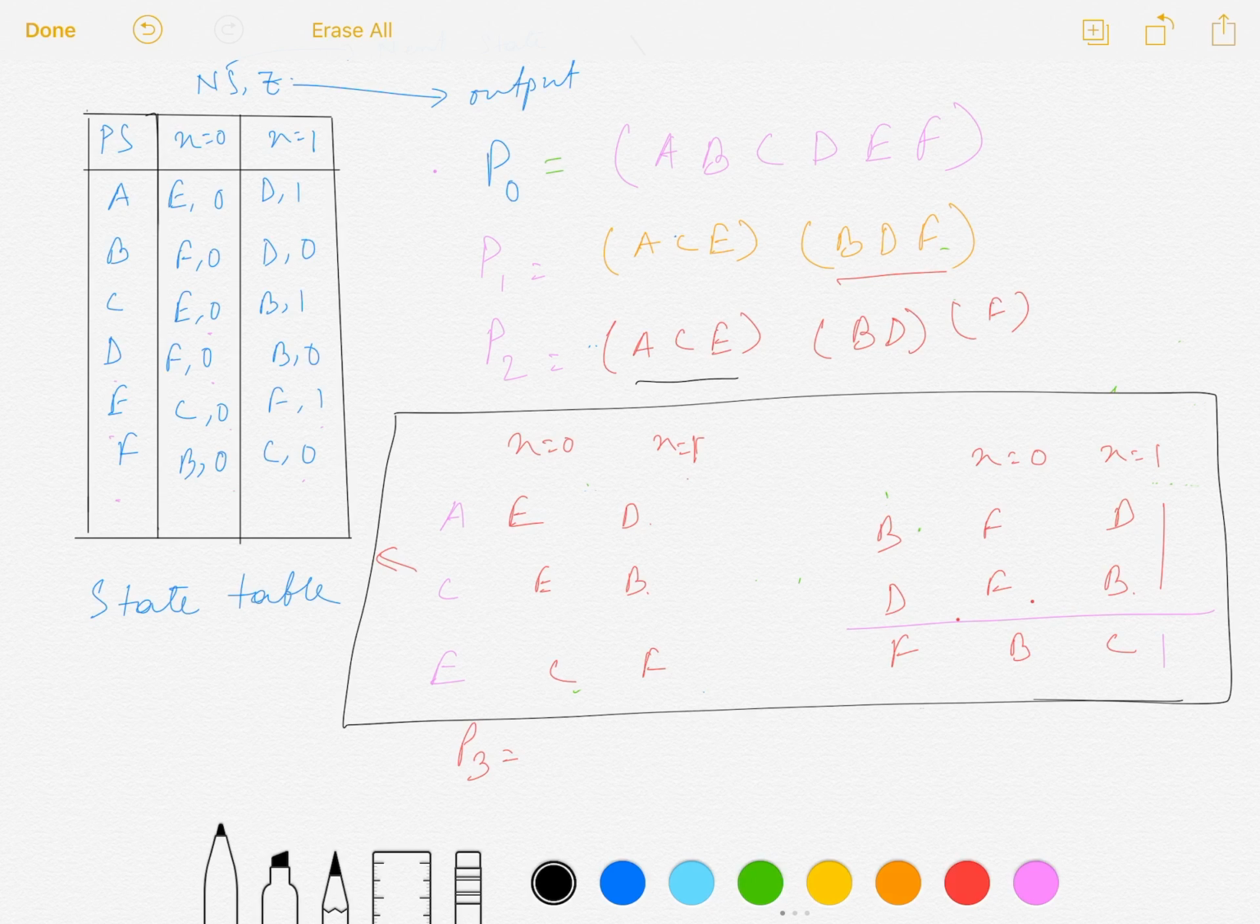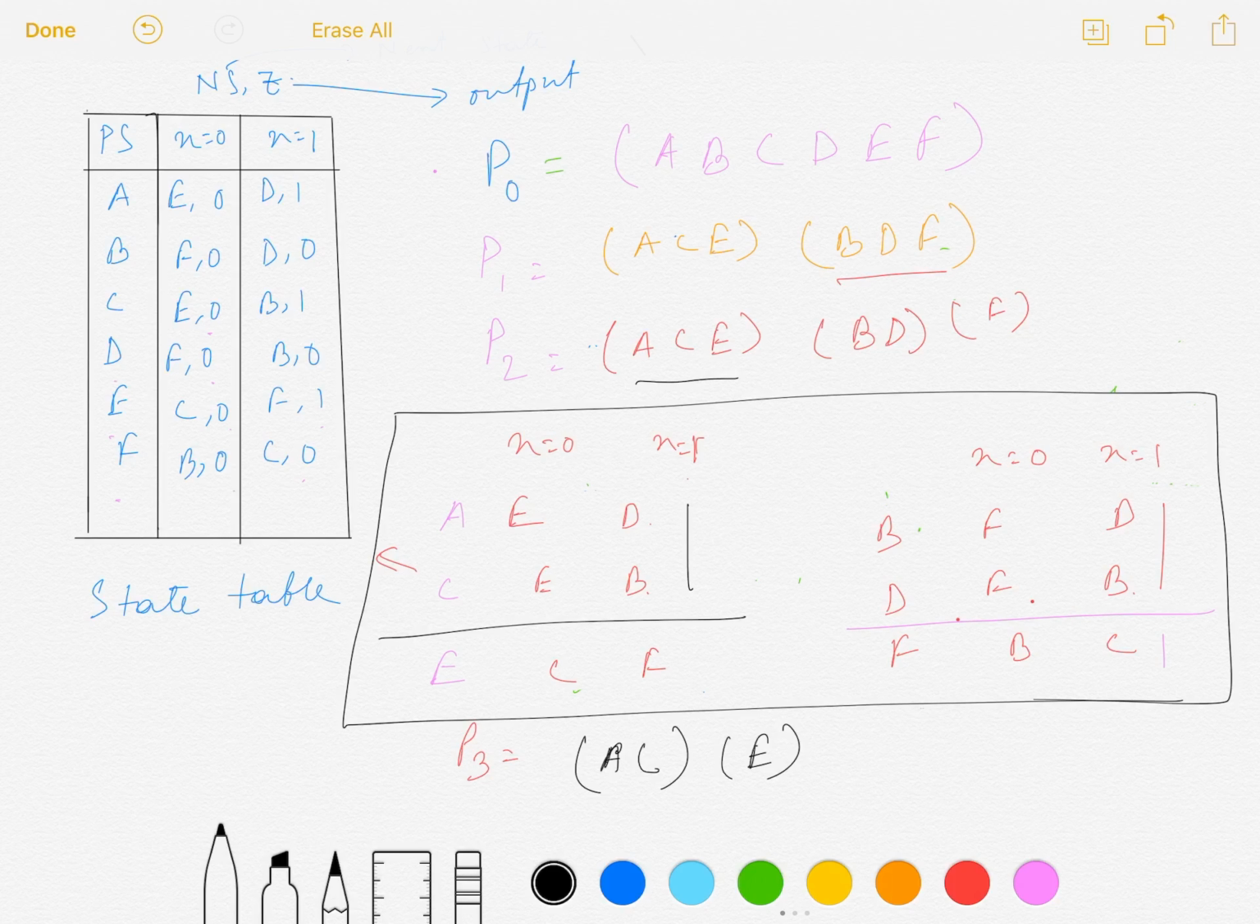Similarly, DBF: are they in the same bracket in my previous partition? No. Now, BD is in the same bracket and F is in another bracket. So, we have to divide along BD and F. If I divide it along BD and F, then AC should be in one partition and E should be in another partition.